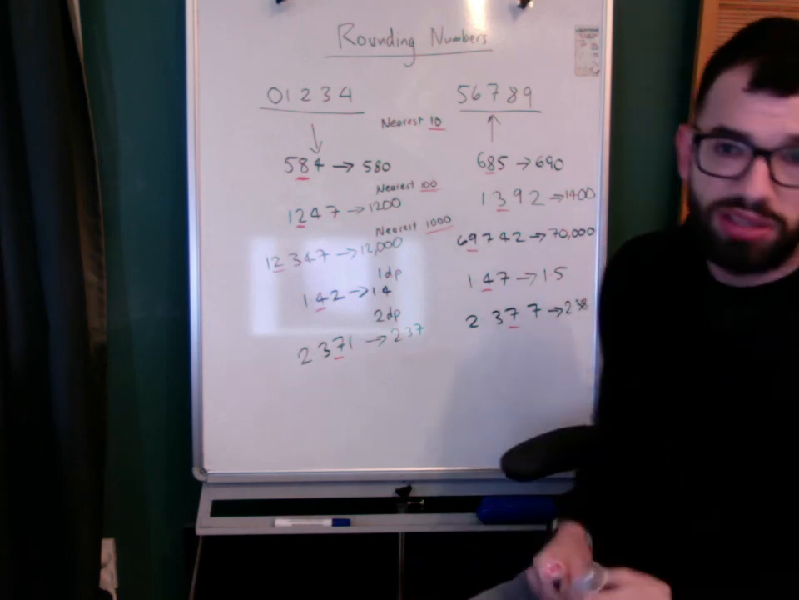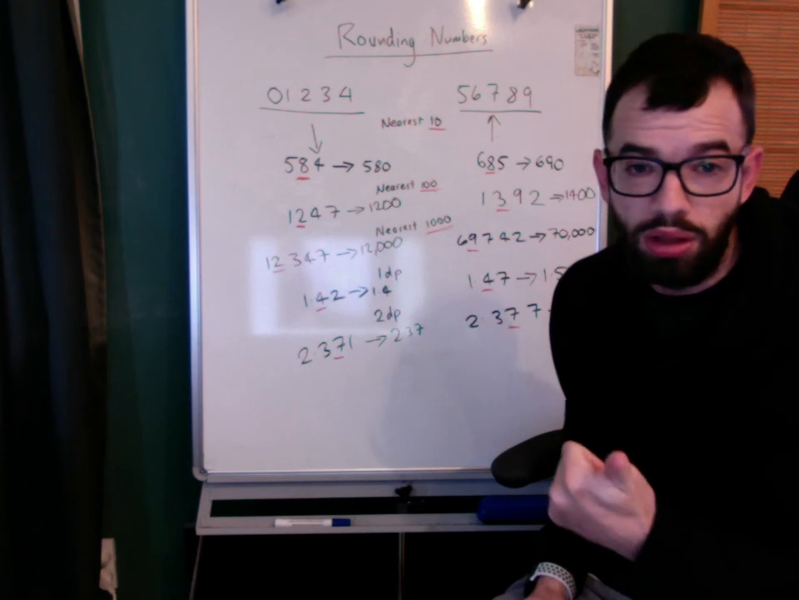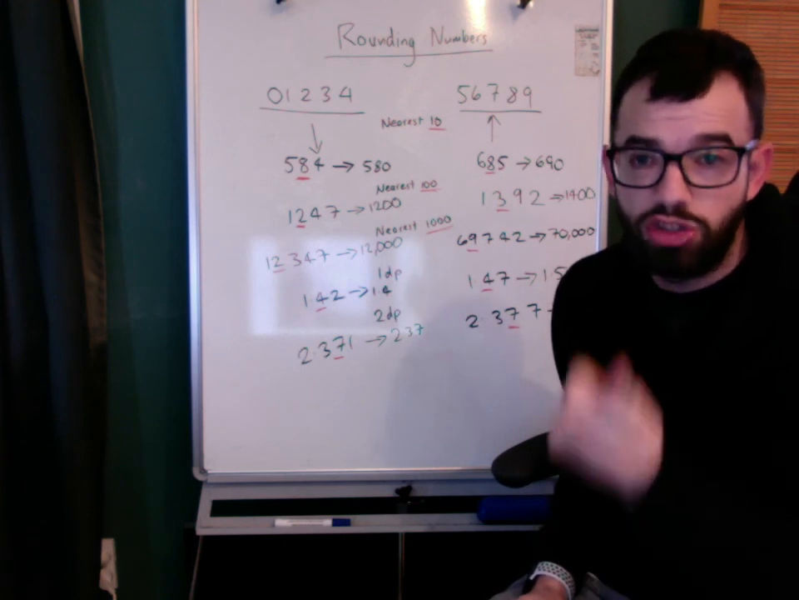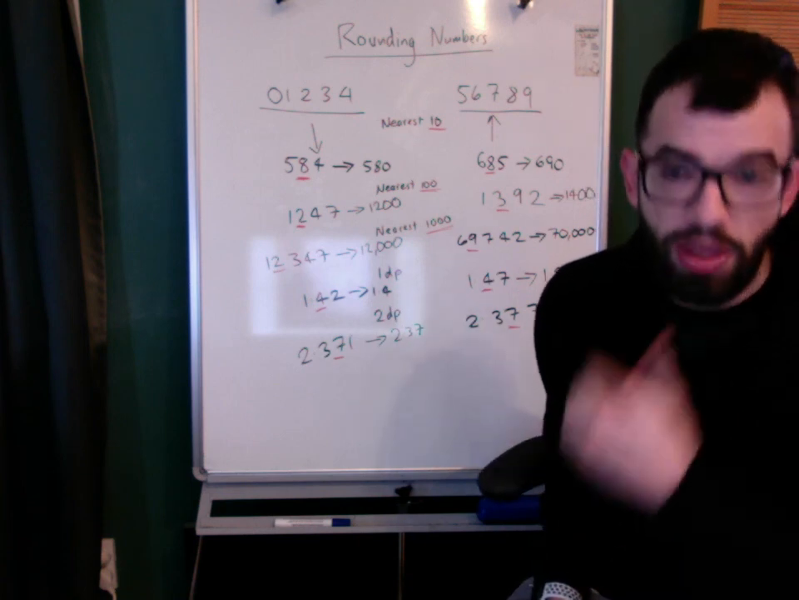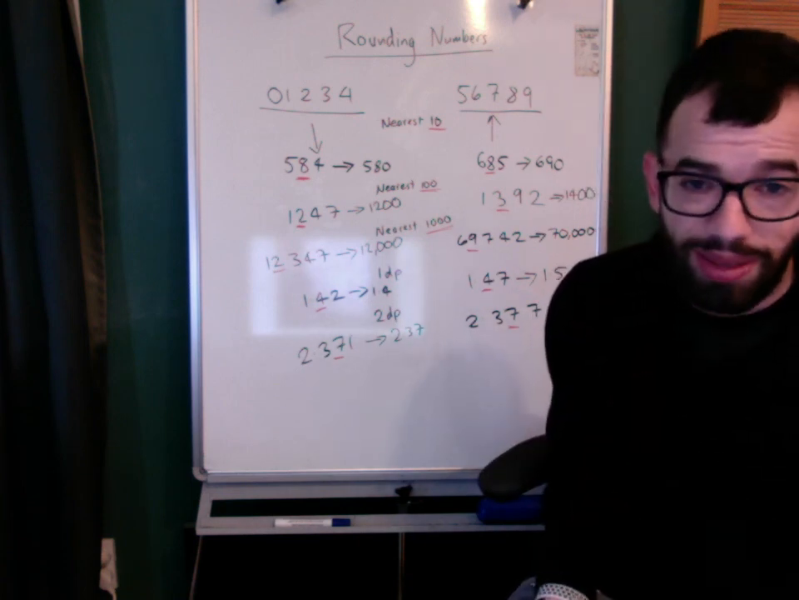So really simple. Highlight the number you're going to round to. Check the number to the right of it. If the number to the right of it is a down number, it's going to go down. If it is an up number, it is going to go up.